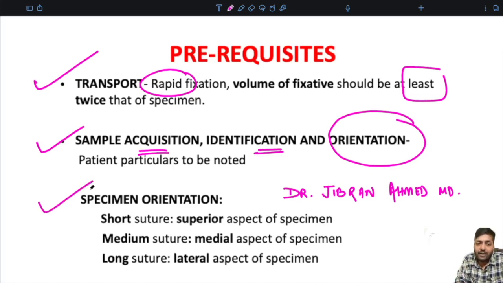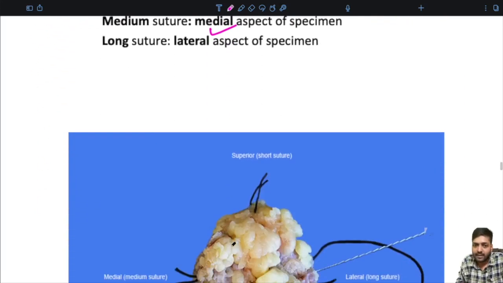The specimen orientation in case of breast is very important. So remember, the short suture is always reflecting the superior aspect of the specimen. The medium suture is reflecting the medial aspect. The long suture, the lateral aspect of the specimen, just like this.